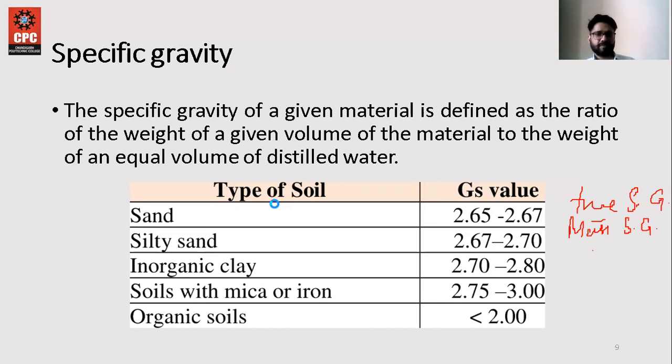So in this picture, we may see that the specific gravity for different types of soils is given. For sand, the value of specific gravity lies between 2.65 to 2.67. In the case of silty sand, it lies between 2.67 to 2.70. In the case of organic clay, it lies between 2.70 to 2.80. For soils with mica or iron, it lies between 2.75 to 3.0. And for organic soil, the specific gravity is always more than 2.